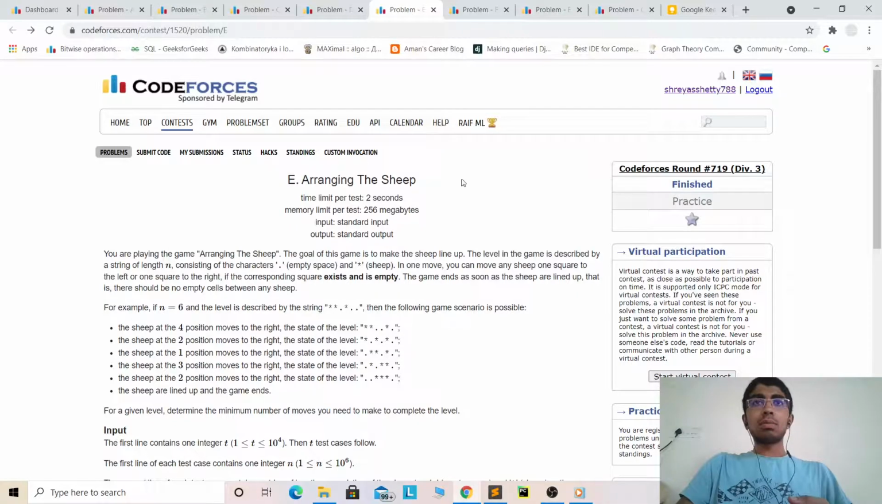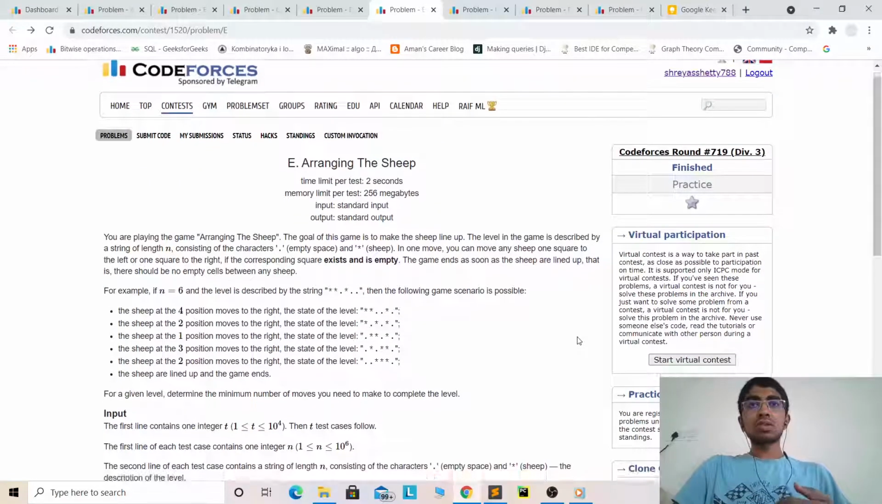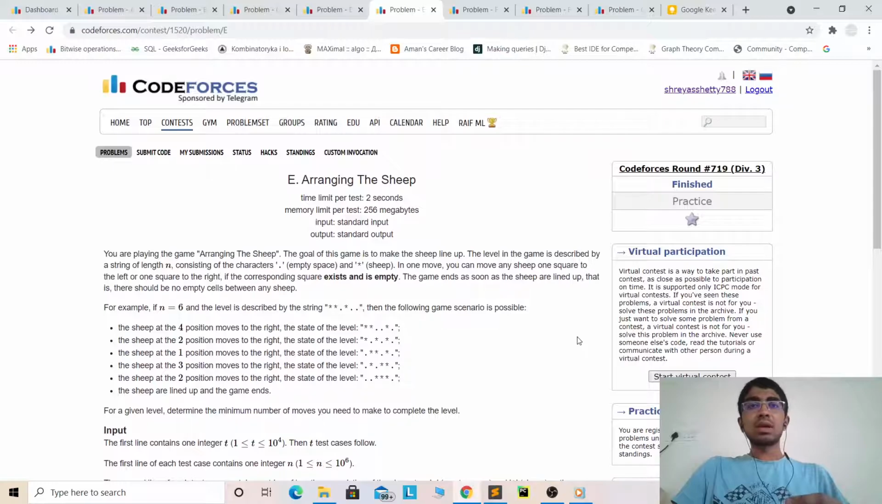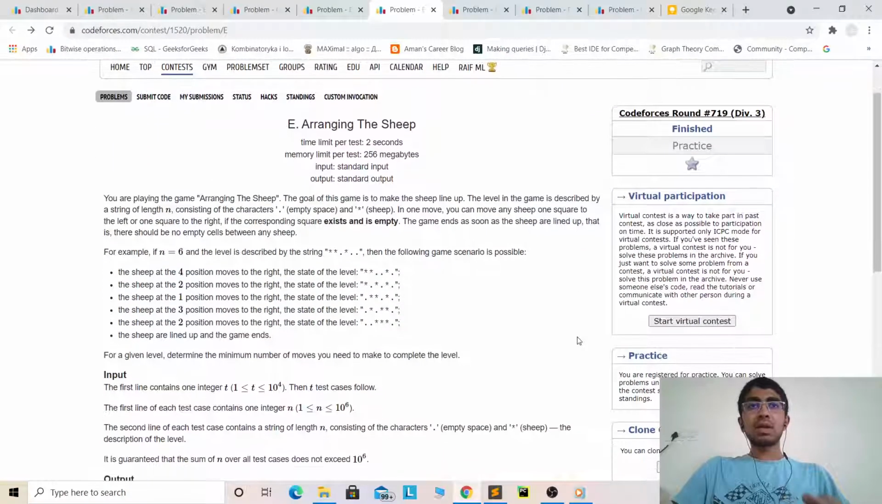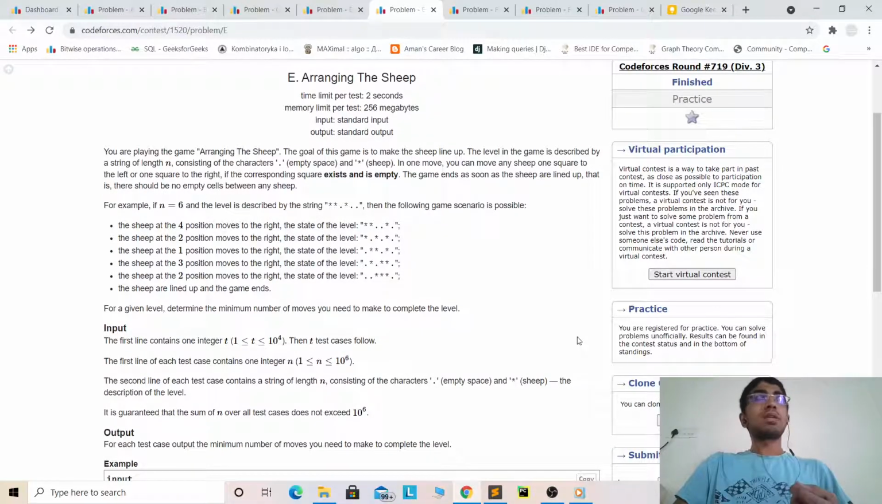And next, problem E. In problem E we are given a string consisting of dots and stars, and our job is to bring all the stars together. The cost of moving one star to the right or the left is 1 unit, and we need to minimize the cost. For this problem I used a DP approach.